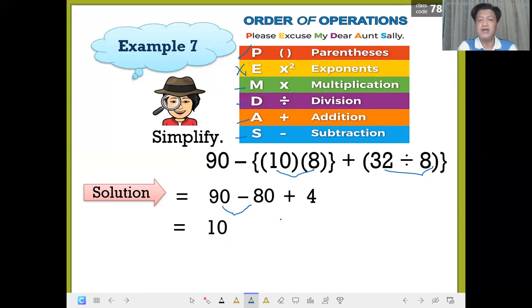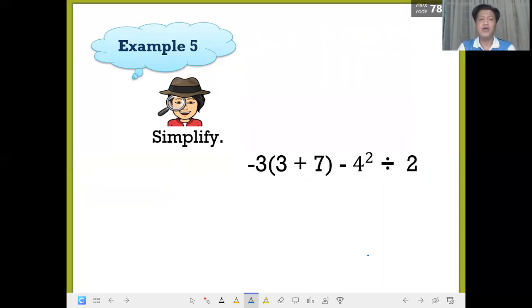And therefore, i-bring down natin yung 4. Tsaka mo ngayon i-simplify ito. What is 10 plus 4? Okay, that is 14. Yan ngayon yung final answer natin sa number 7 using the PEMDAS and the rules of the multiplication, division, together with the subtraction, and the addition of integers. Kumbaga pinagsama na natin yung apat na operation sa isang given lang. Kaya nga mahalagang malaman natin yung PEMDAS.